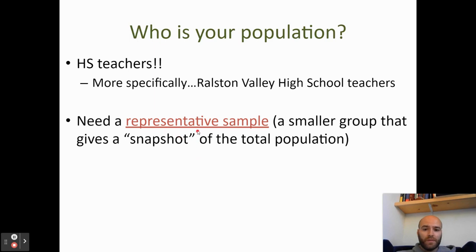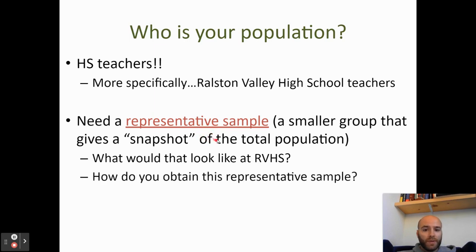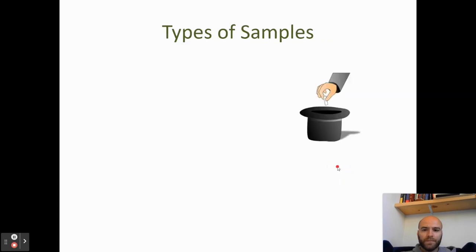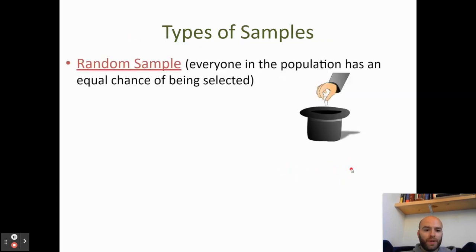So for us at Ralston Valley, what's a representative sample? That could be making sure you have teachers from every department, male and female, different age groups, different education levels, things like that. Okay. So the question being, how do we obtain this representative sample? Okay. And just a reminder, representative sample is something that allows us to extrapolate our findings from our research to the larger population. Okay. So it's a very important thing. So to get our representative sample, we can do a couple things. You can do a random sample where everyone in the population has an equal chance of being selected.